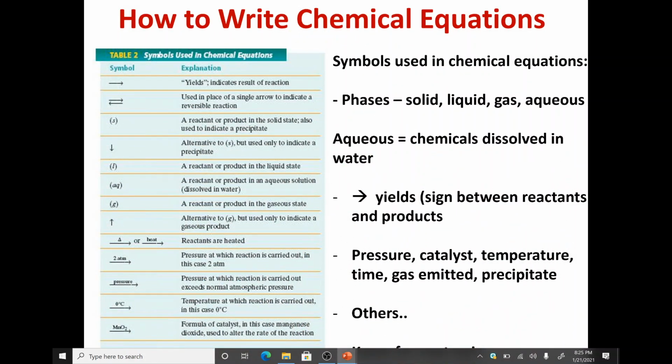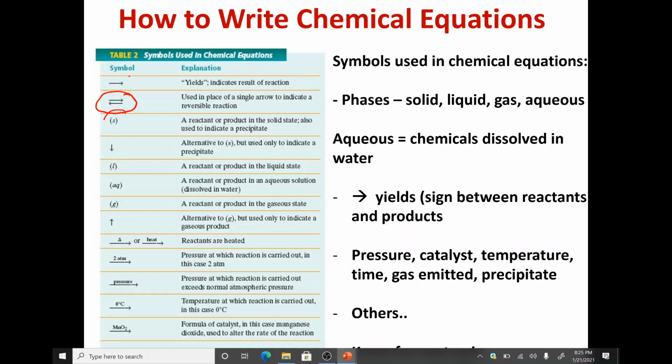Phases. Here are some symbols we need to know. Not all of them, though. First of all, I would rather you put a double arrow to reflect the fact that all reactions are theoretically reversible to some extent or another. That's the way to separate your reactants and products.